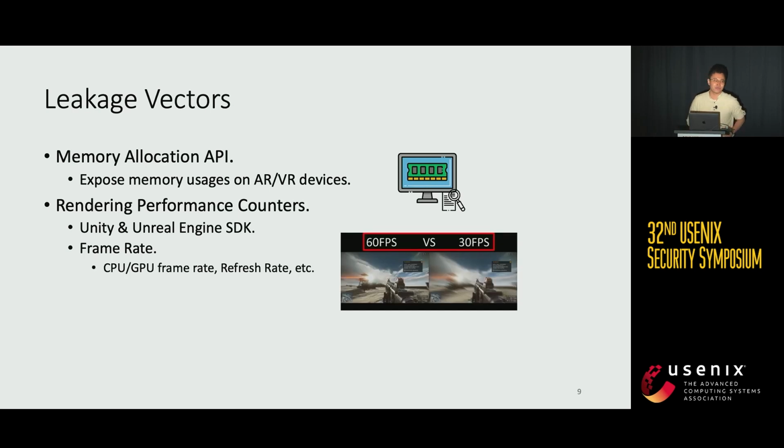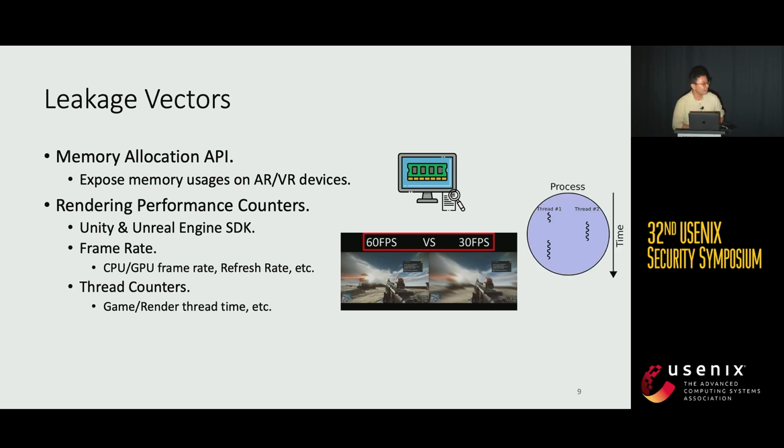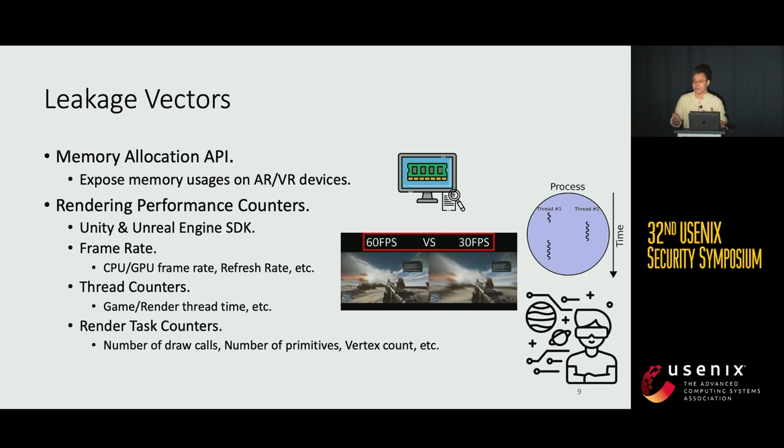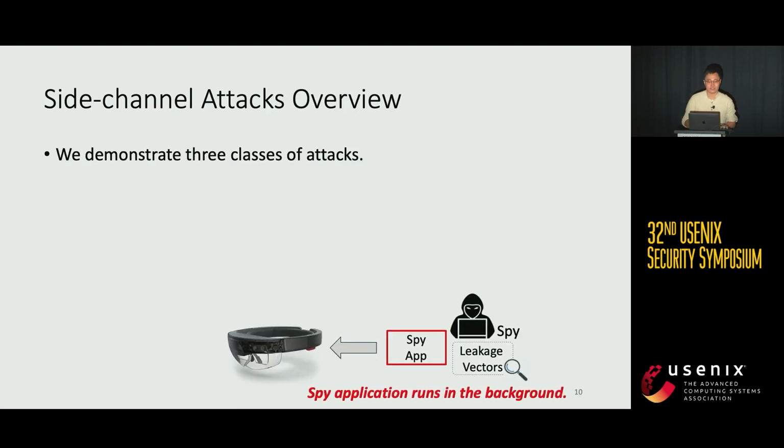The first kind is frame-related, for example the frame rate in frames per second, which can tell you how smoothly your VR game runs. The second kind relates to threads, telling you how much time each thread takes. And then there are render-related counters. You want to know how your digital world looks, for example its vertex count, and so on.